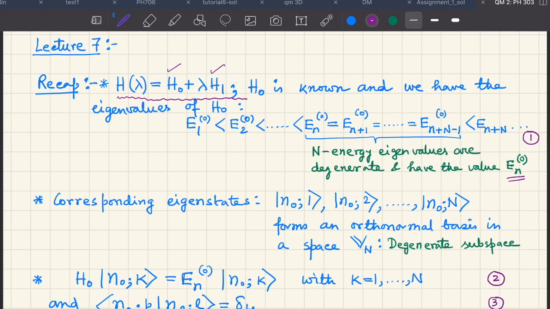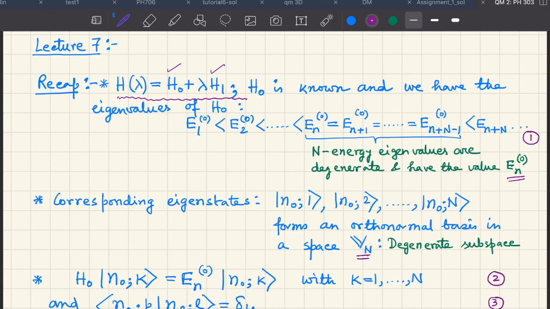And if you remember, we said that the eigenstates corresponding to these degenerate eigenvalues are denoted like this: ket n naught semicolon 1, ket n naught semicolon 2, up to ket n naught semicolon capital N. These eigenvectors form an orthonormal basis in a space which we called the degenerate subspace, and which we had denoted with the expression V sub n.